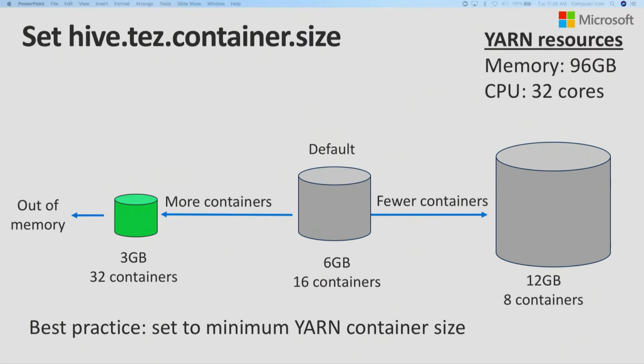We don't recommend going with fewer containers because at that point, then we're running less in parallel. So we would more like to create more containers, and that's why we have the green on the left-hand side there.